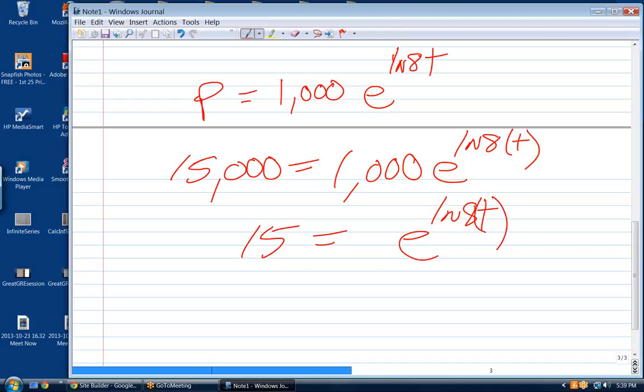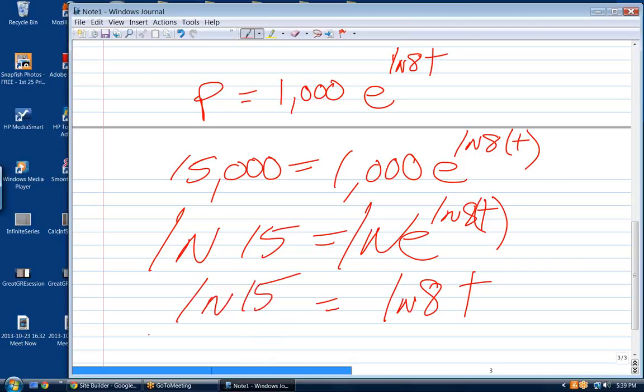Okay. Now how do you solve this? Would you natural log both sides, or would you log both sides? You natural log both sides. Natural, yeah. So when I take the natural log of that, I get that. What do I get when I take the natural log of that? Do the natural logs cancel out? Well, whenever you have the natural log of e to an exponent, the answer is the exponent. So ln 15 equals ln 8 times t. And then you divide ln 15 over ln 8. And that's your answer for t. That's when the population will be 15,000.